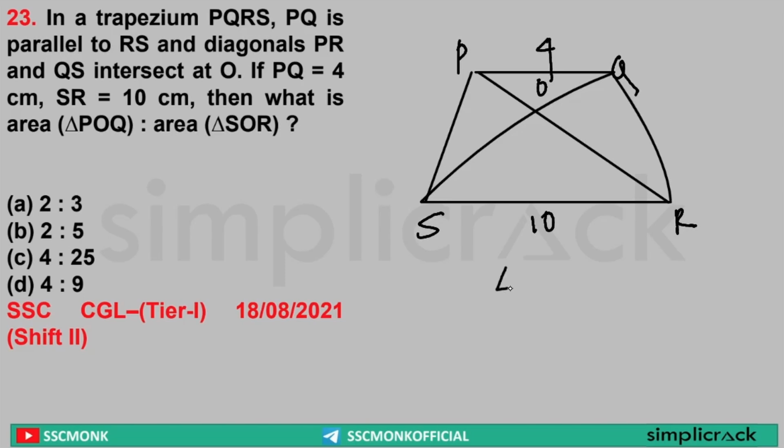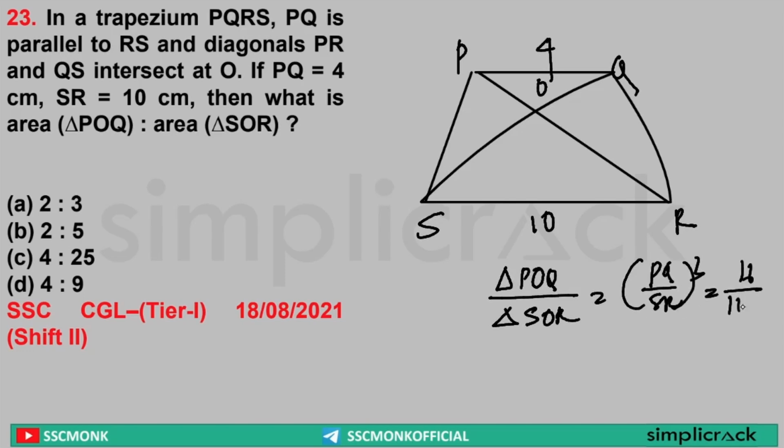So area of POQ divided by area of SOR is equal to square of PQ by SR square. That is equal to 16 by 100. That is equal to 4 by 25. Option C is the right answer.